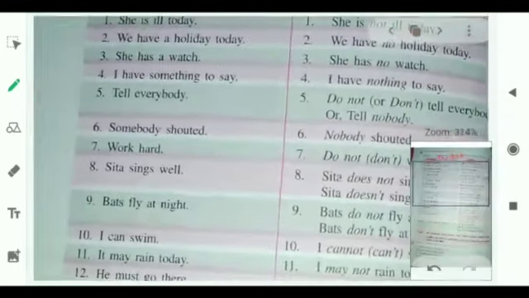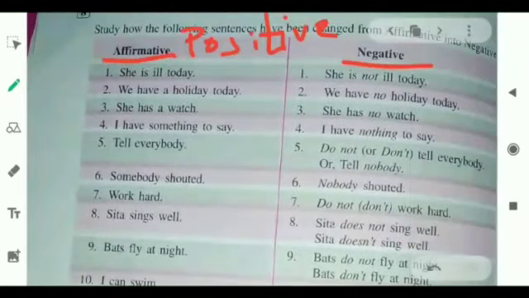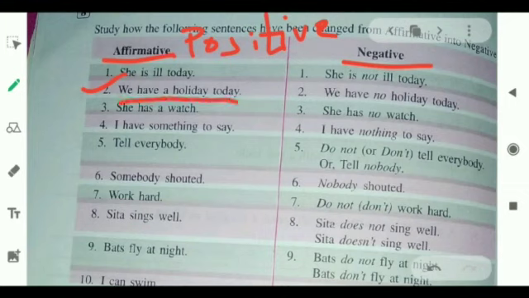I'm zooming this page so that you can view it properly. Let's read this one. I'll pick it up randomly. We have a holiday today. Now, as per this statement, we are having a holiday today. But over here, when I have changed it into negative, I've added the word no, meaning no holiday today.